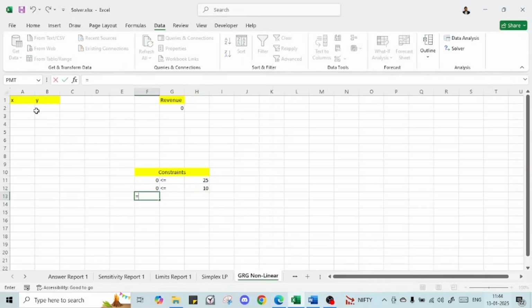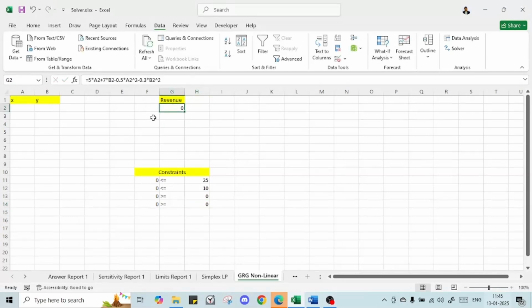So we entered all the constraints and we entered the revenue function, the revenue formula, also here. Let's get to the Data tab, let's get to the Solver.